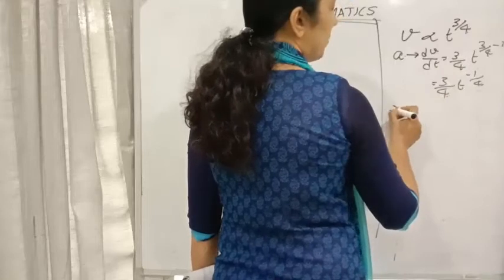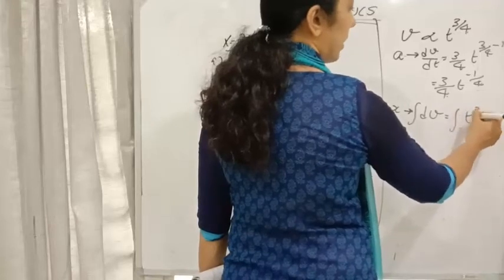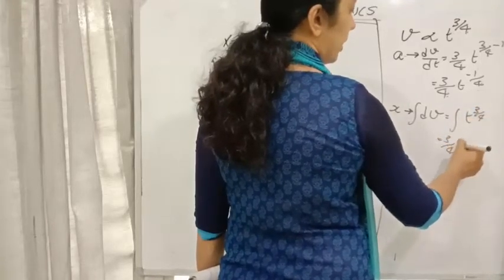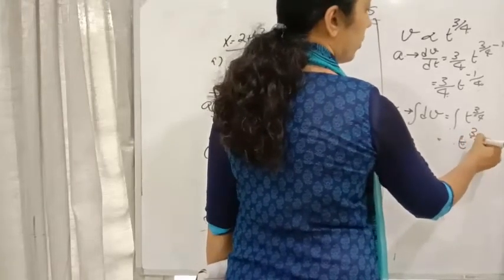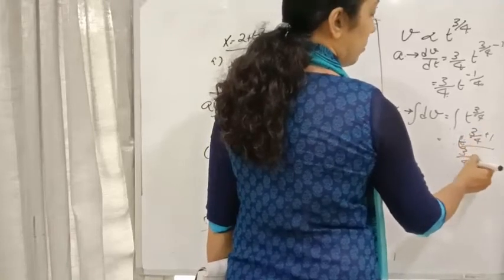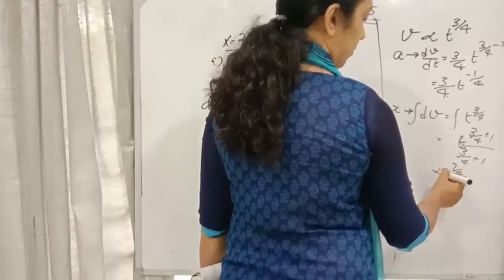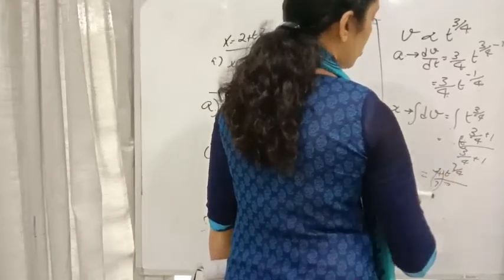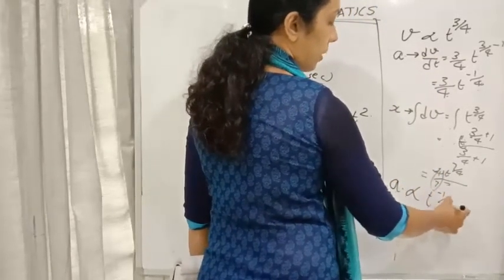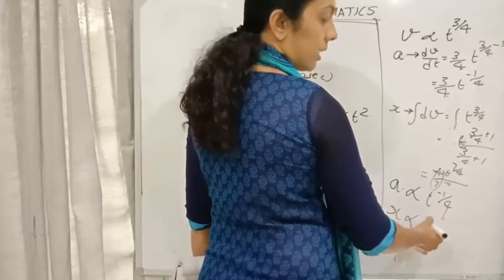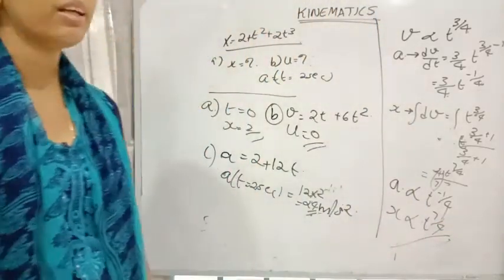Then the displacement we can find as the integral of v dt. Therefore, integral of t to the power 3 by 4 gives t to the power 3 by 4 plus 1 divided by 3 by 4 plus 1. So here t to the power 7 by 4 divided by 7 by 4. So we can write that acceleration is directly proportional to t to the power minus 1 by 4, and displacement is directly proportional to t to the power 7 by 4. So it will be varying in such a manner.